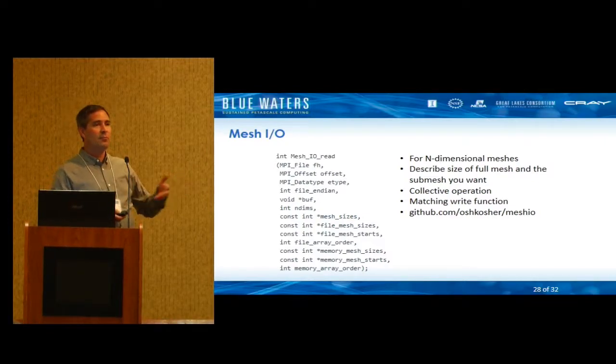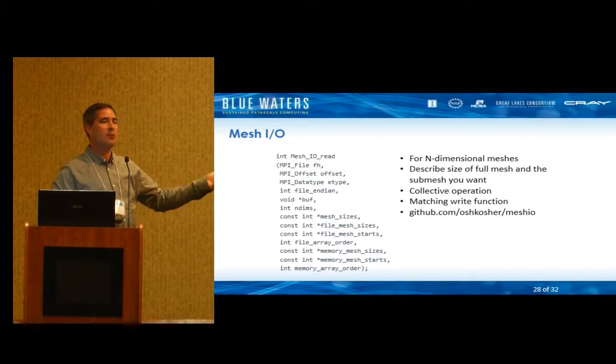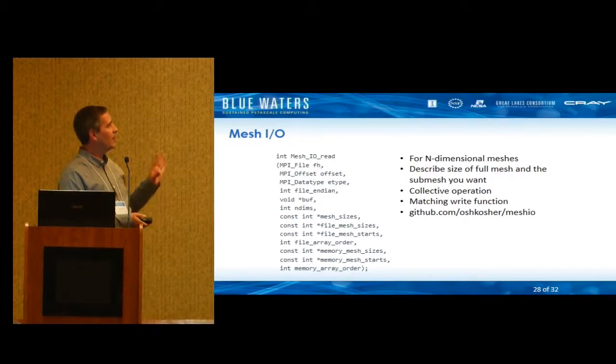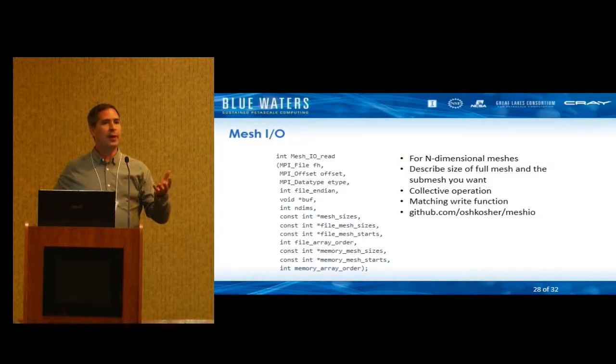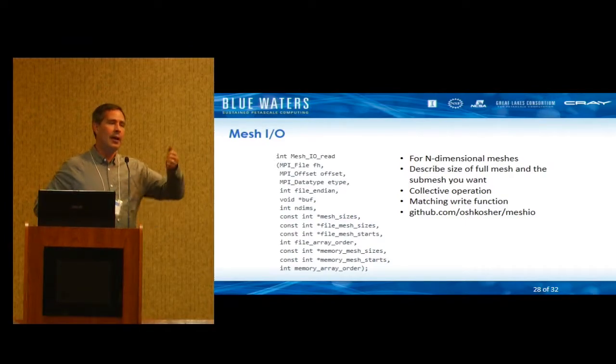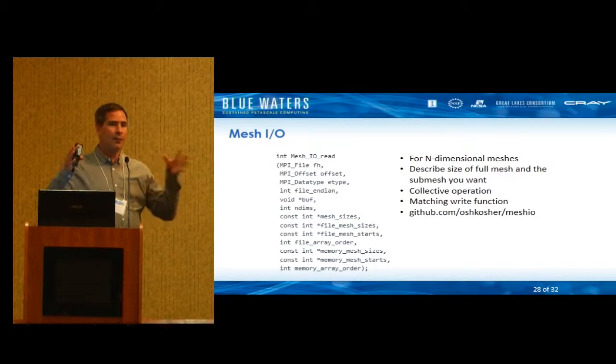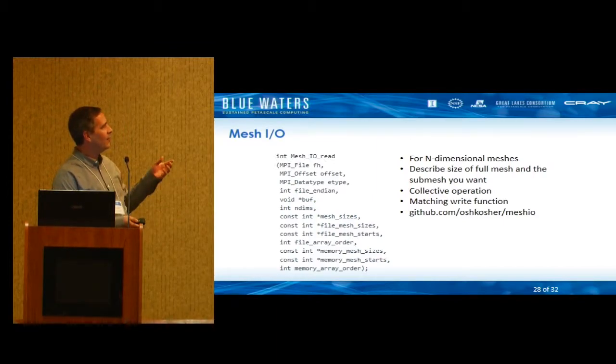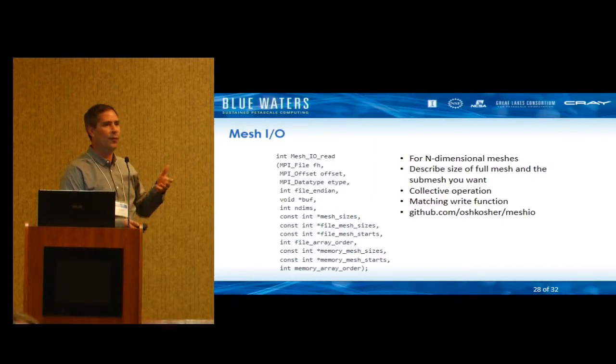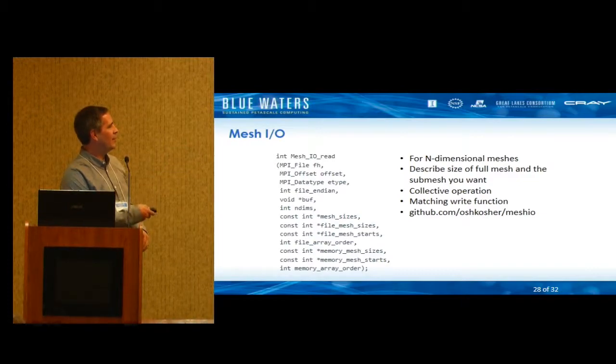And this is on GitHub. If you have n-dimensional data, give it a shot, see if it works well. And it's a collective operation. It uses MPI files. So when you open an MPI file, you give it a communicator, and anytime you call this, every process in that same communicator needs to be accessing this for the collective operation to work. And this is the mesh IO read; mesh IO write is exactly the same, except the data is constant, I think.